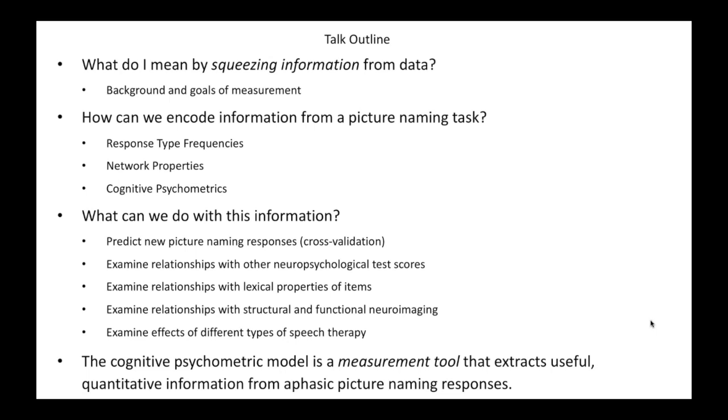And I'll conclude basically by telling you that the cognitive psychometric model is a measurement tool that extracts useful quantitative information from aphasic picture naming responses.